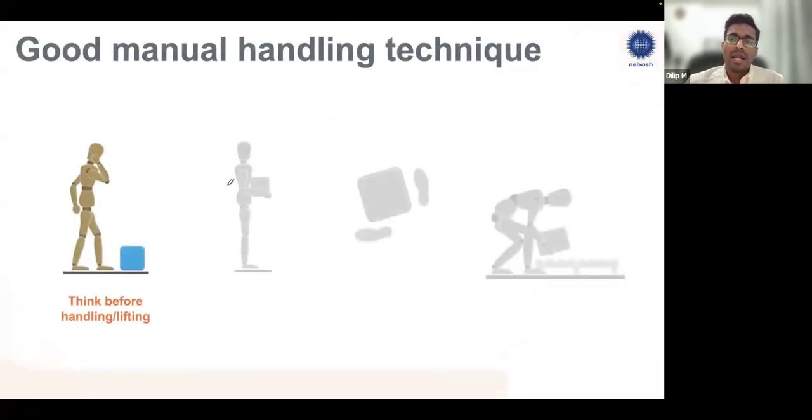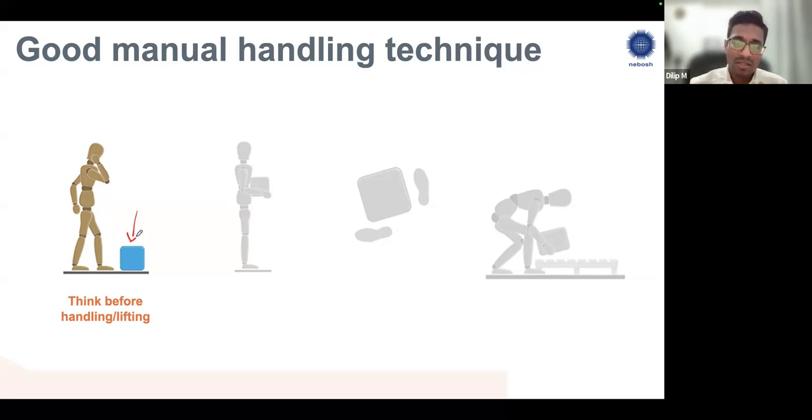So, good manual handling technique. If your work involves manual handling, there is a good technique that needs to be adopted. Number one is think before handling or lifting. You always look at the load. What is the weight of the load? What is the size of the load? And what is the load content? Is it a sharp object, a glass object, or a hot object?